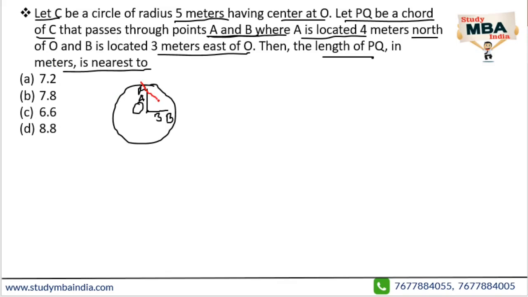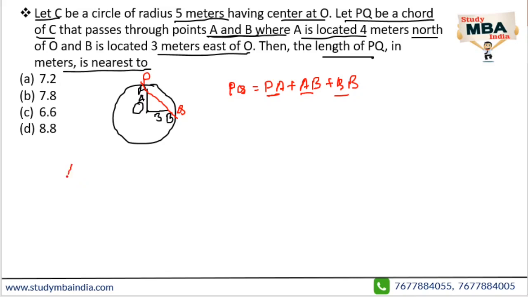So we can say that P and Q will be like this. This point is P and this point is Q. We need to calculate the length of PQ. How can we calculate the length of PQ? We can say that PQ will be nothing but PA plus AB plus QB. In that case, we have to calculate PA, QB and AB.